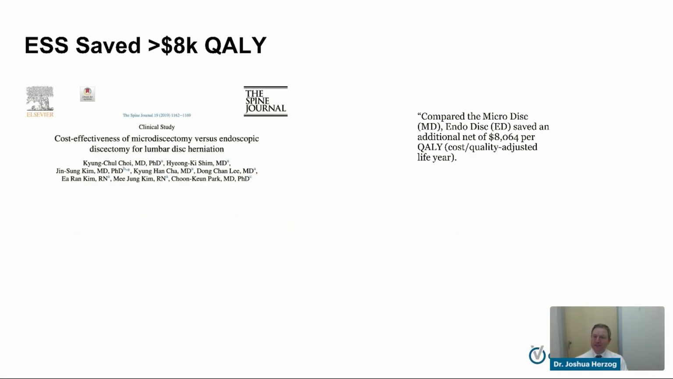And we know that it's cost-effective. There have been a number of studies that show, because of the lower infection rate predominantly and the quicker discharge from the hospital and lower hospital stays, that the cost per improvement for these patients seems to be much improved.